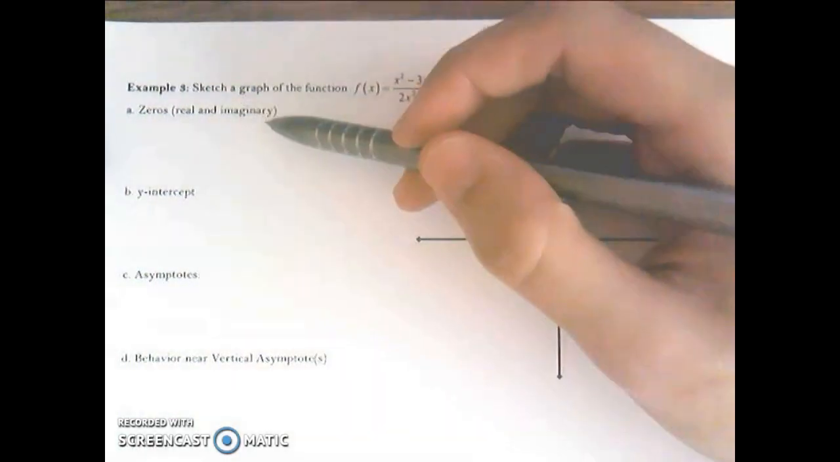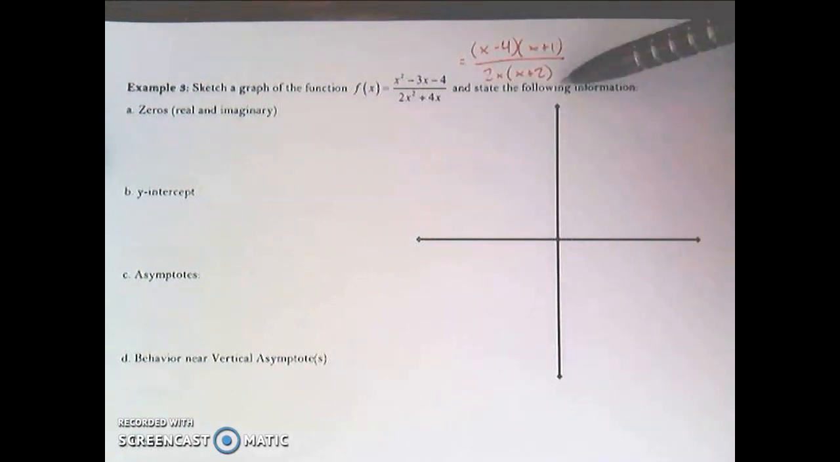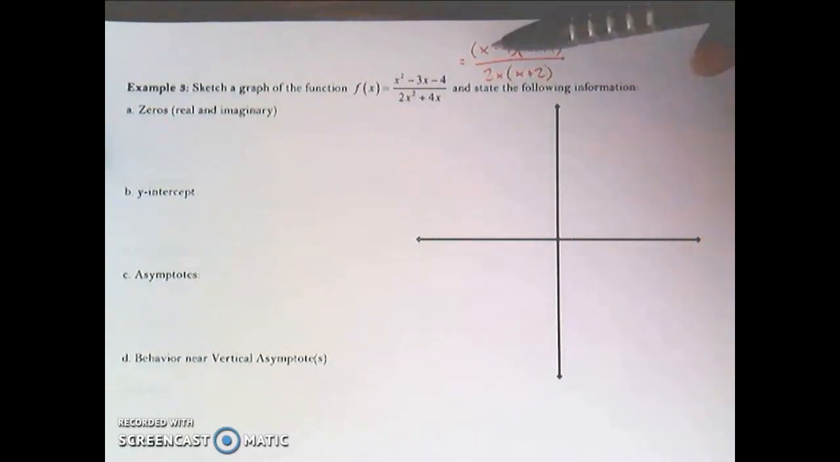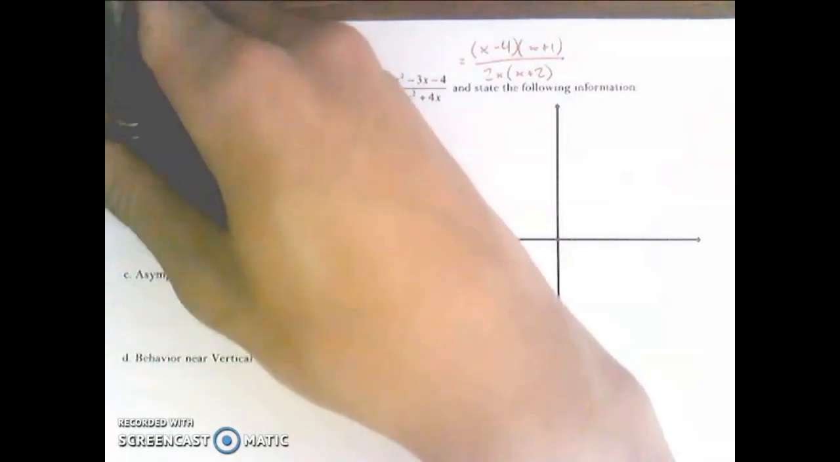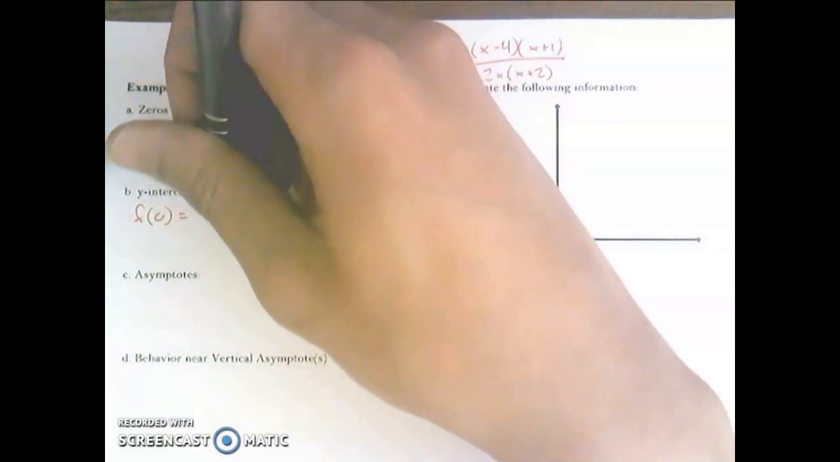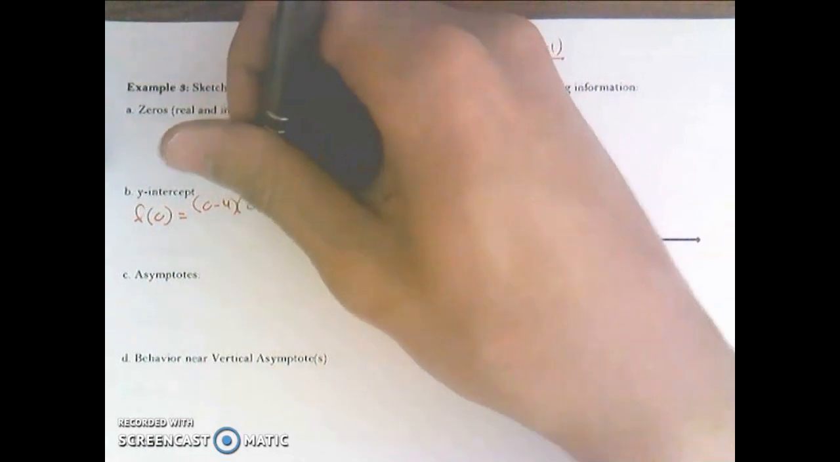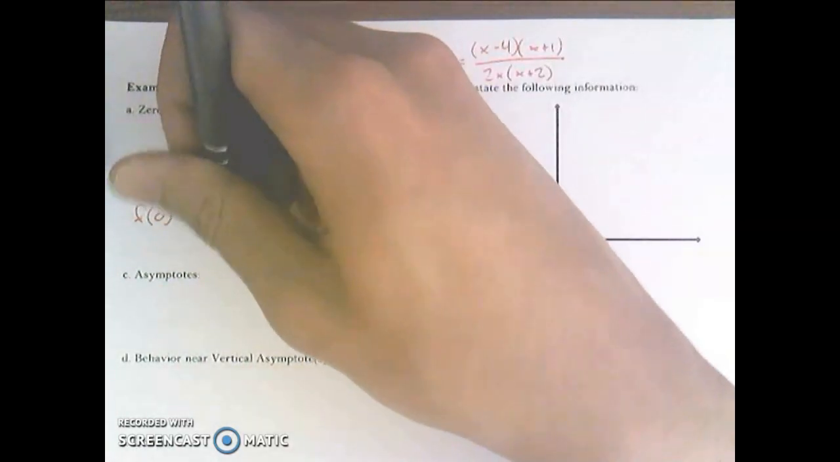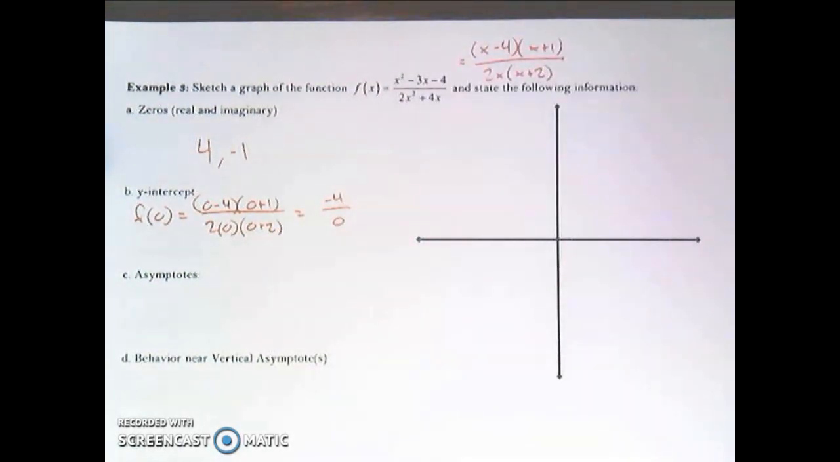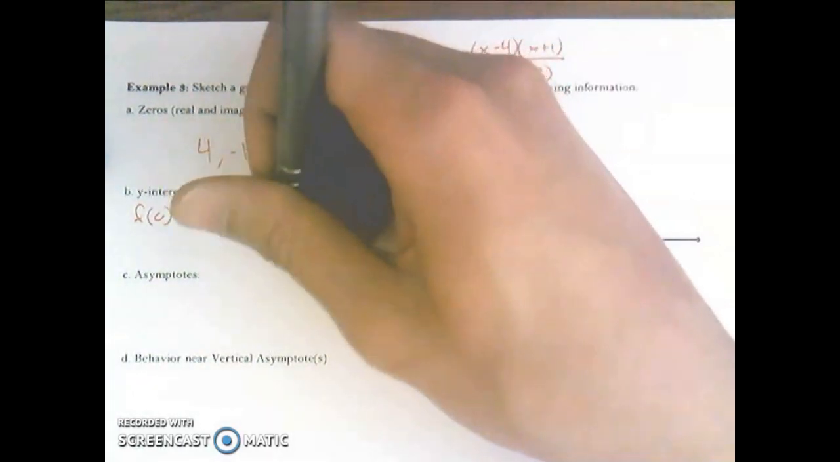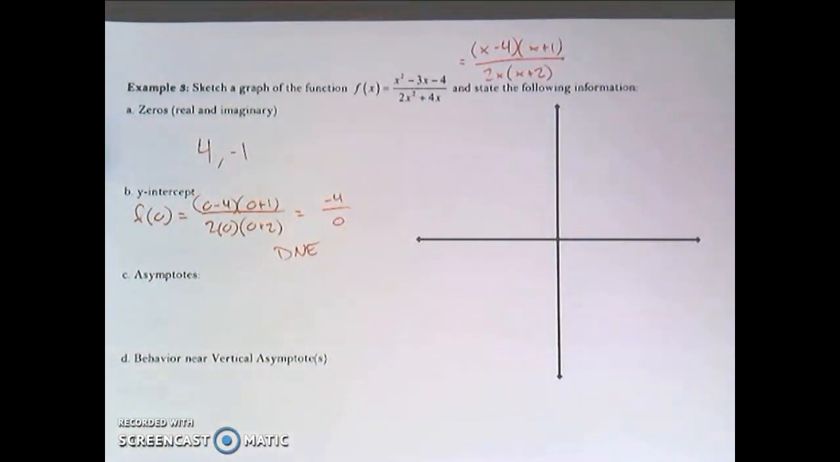So again, the zeros for this function is where the function crosses the x-axis, or where it equals 0. In order for this to equal 0, the numerator equals 0. So we've got zeros at positive 4 and negative 1. The y-intercept is where x is equal to 0. So we have 0 minus 4 times 0 plus 1 all over 2 times 0 times 0 plus 2. When we evaluate this, we get negative 4 over 0. We can't divide by 0, so the function does not exist at x equals 0. So there is no y-intercept.